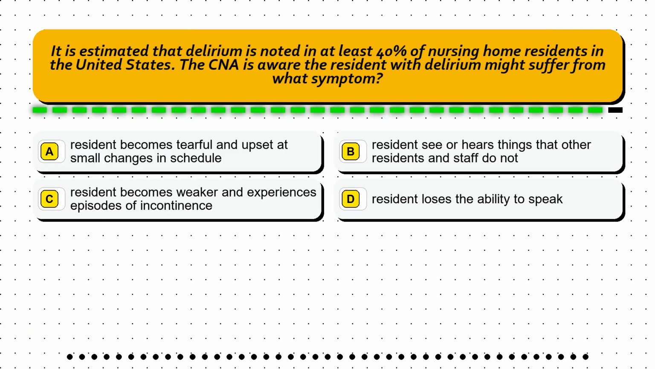Question 2. It is estimated that delirium is noted in at least 40% of nursing home residents in the United States. The CNA is aware the resident with delirium might suffer from what symptom? Option A. A resident becomes tearful and upset at small changes in schedule. Option B. A resident sees or hears things that other residents and staff do not. Option C. A resident becomes weaker and experiences episodes of incontinence. Option D. A resident loses the ability to speak.